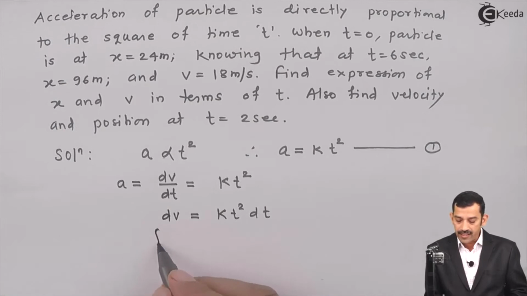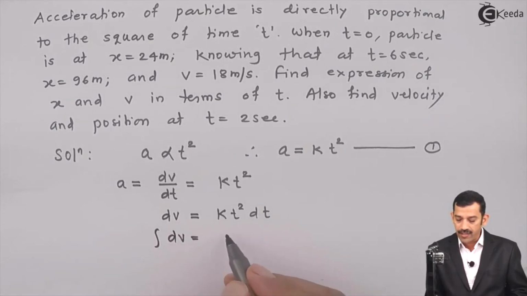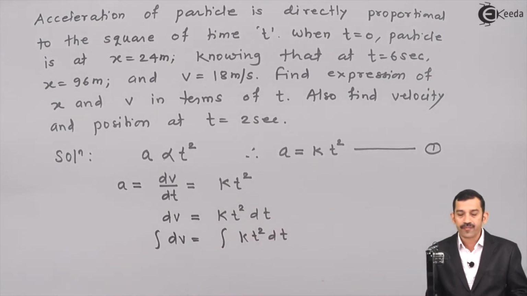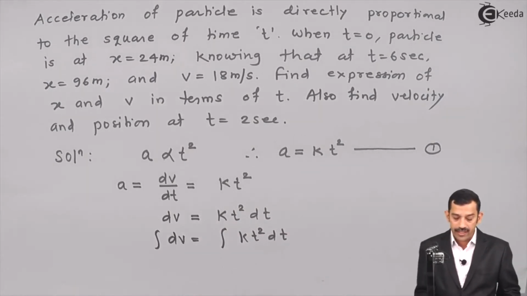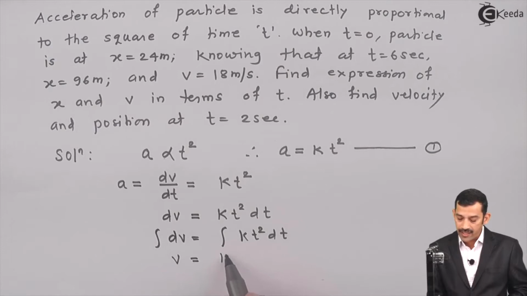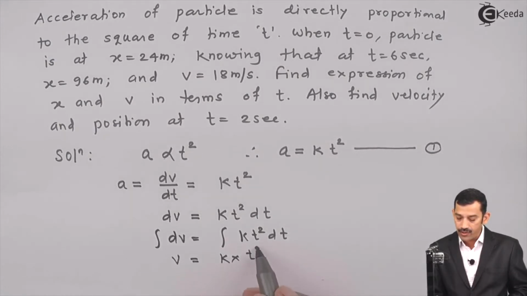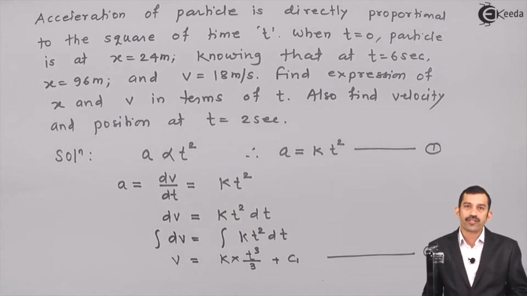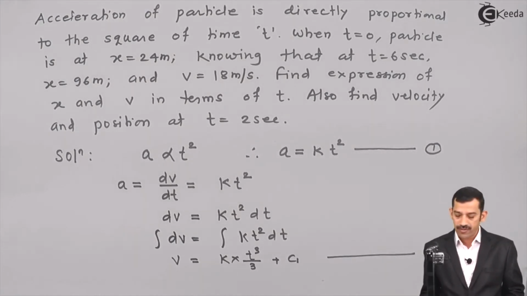Now if we integrate this equation, we get integral of dv equals integral of kt square dt. Integral of dv becomes velocity v. K is a constant, therefore we get k into t cube by 3 plus a constant of integration, say c1, equation number 2. That means we are getting the equation of velocity in terms of time t.